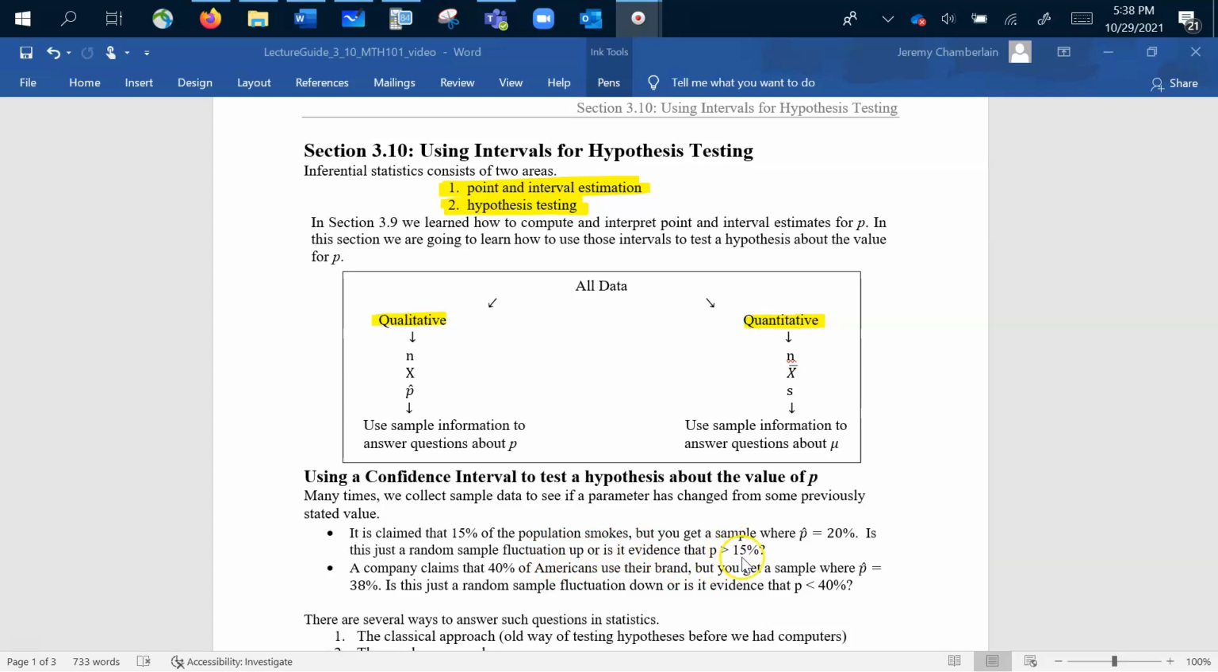Is it just a random sample fluctuation up, or is it evidence that the population proportion is now greater than 15%? Here's another example. A company claims that 40% of Americans use their brand, but you get a sample where the sample proportion is 38%. Is this just a random fluctuation down, or is it evidence that the population proportion is actually less than 40%? These are the types of questions we want to answer with hypothesis testing using a confidence interval.